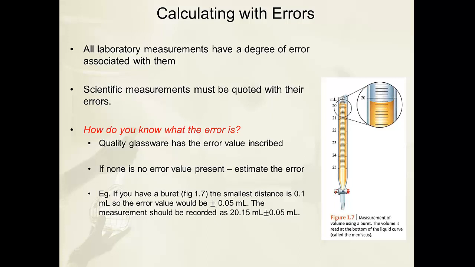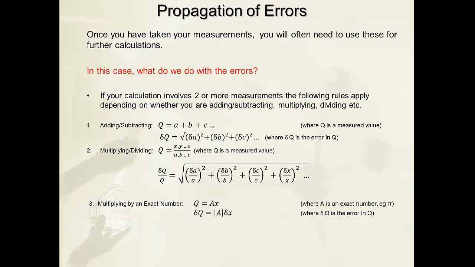And if it doesn't, we have to estimate the error. When we're estimating, we'll go ahead and use half of the smallest distance. So if the smallest distance on our burette is 0.1 milliliters, we'll consider 0.05 milliliters to be the error if it's not inscribed on the device that we're using.